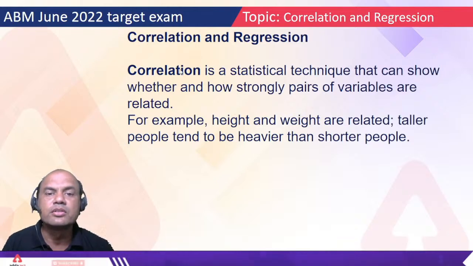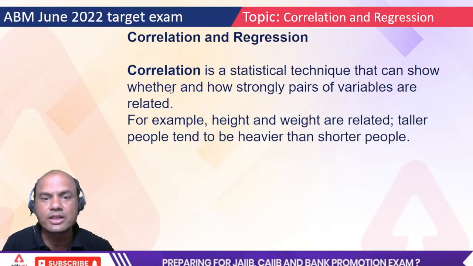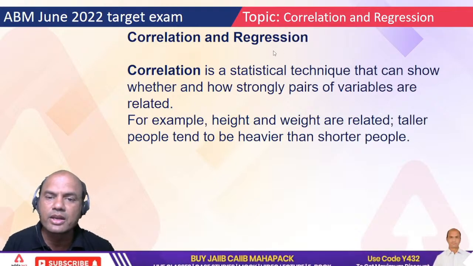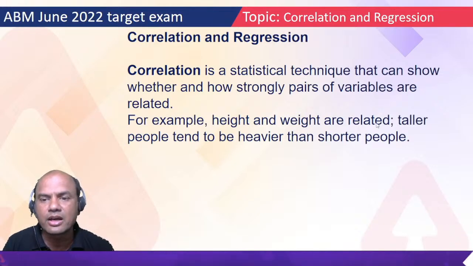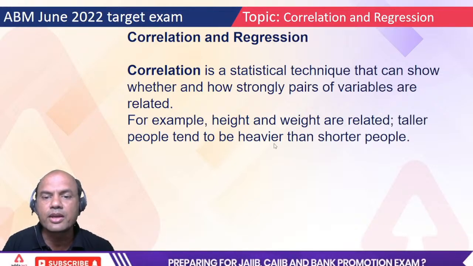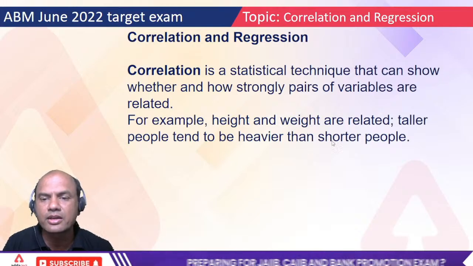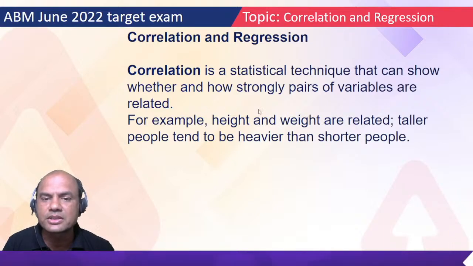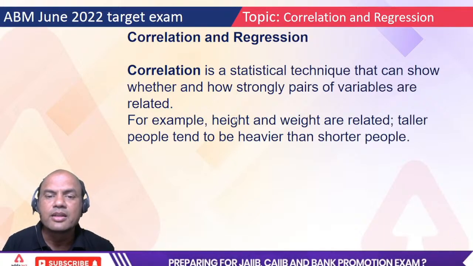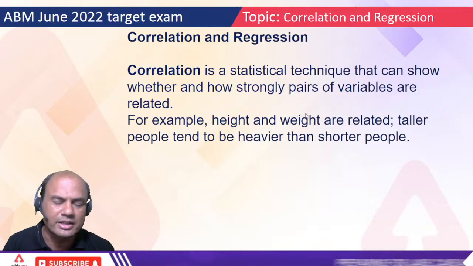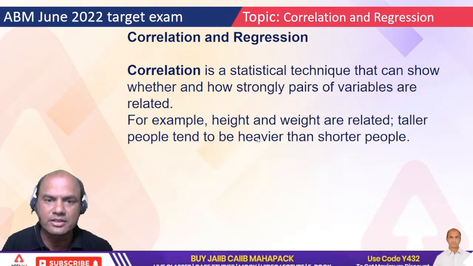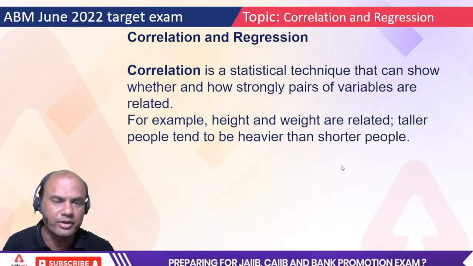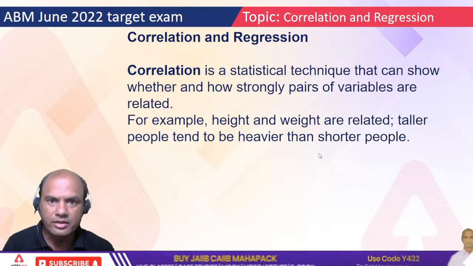So it is a statistical technique that can show whether and how strongly pairs of variables are related. We generally compare these 2 variables only. For example, height and weight are related. Taller people tend to be heavier than shorter people. If you find a certain person is taller, then generally the weight seems to be bigger. It's not always, but a general tendency. In correlation and regression, we always check the tendencies. We don't check the exact one-to-one figure.